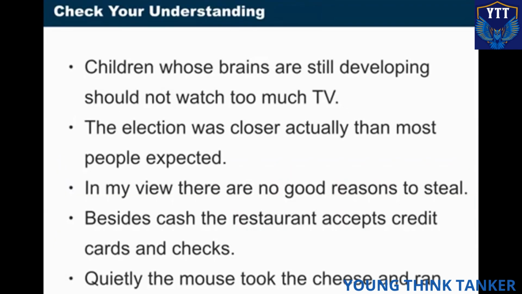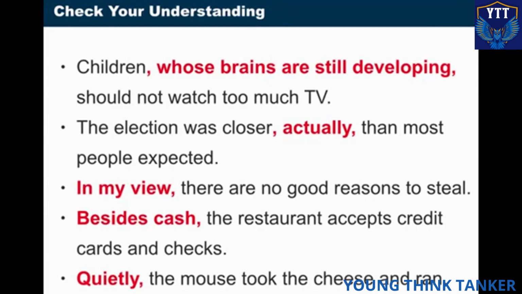Try this exercise for practice. Decide if the sentence needs commas or not. Pause the video and write your answers on some paper. Pause the video now. Now check your answers. The words in red are introductory phrases and interrupting words. Make sure that you put commas in the correct places.